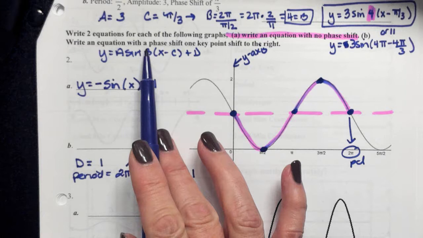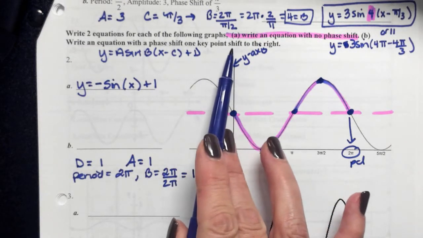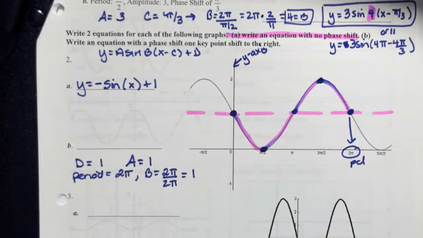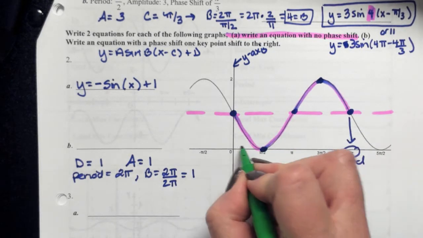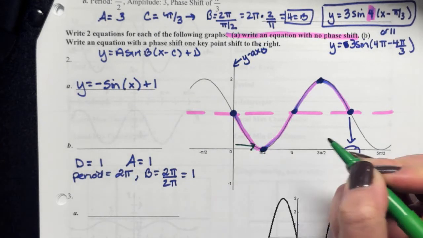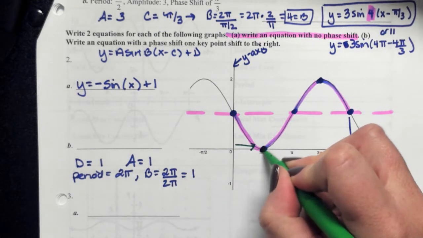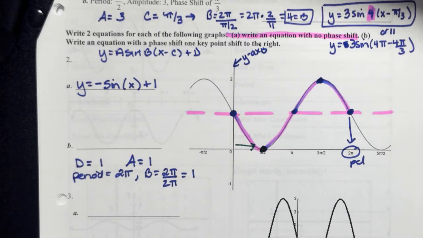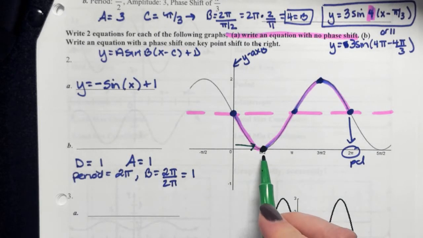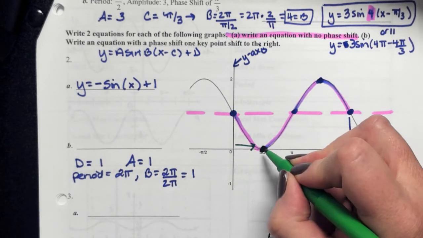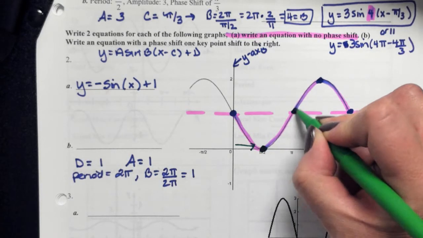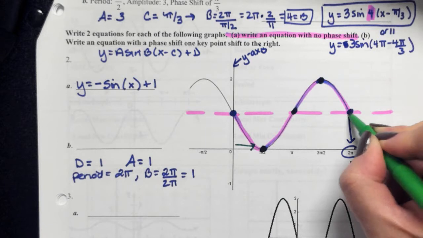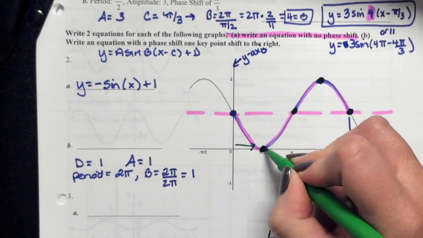We want to write an equation with a phase shift, one key point shift to the right. So what that means is you've identified your 5 key points. Now I want to start my next cycle at this key point right here, shifting it to the right. So this is a minimum, correct? So again, identify your 5 key points for this next curve. Minimum, baseline, maximum, baseline, minimum.